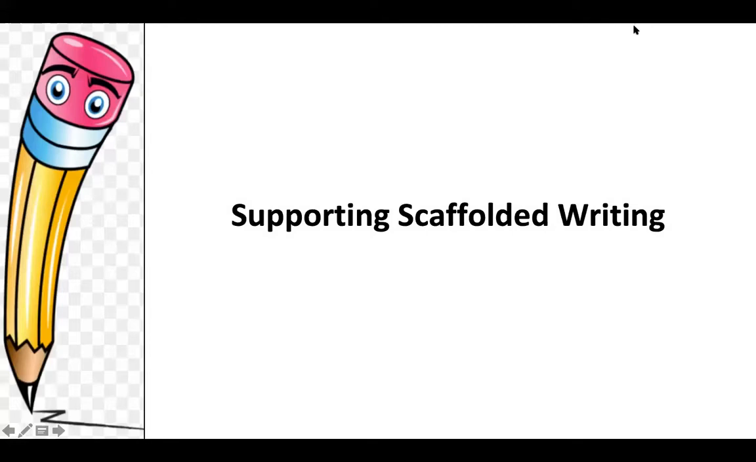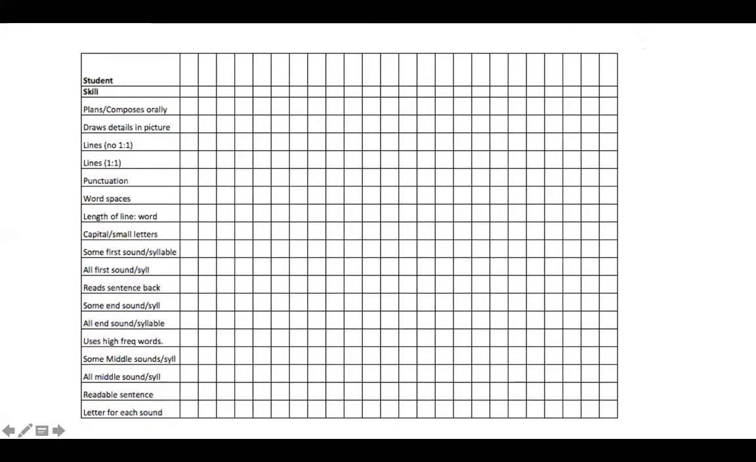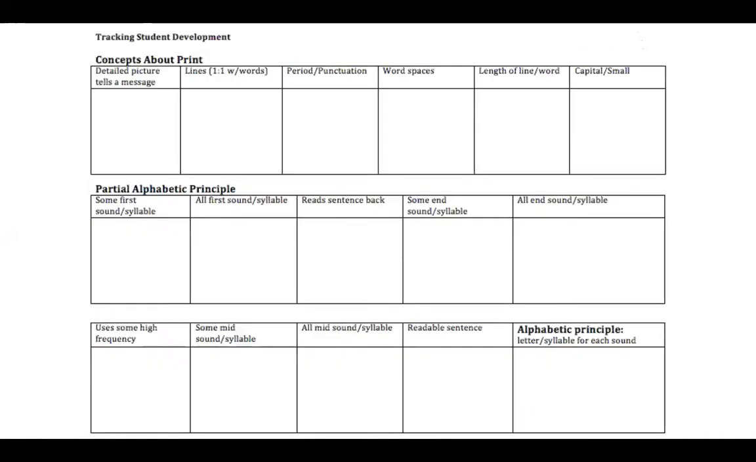So I'm going to talk a little bit about how you can scaffold the writing at different levels that the children are at. Here's one of the tools. It's a Word document, so you can put their names across the top. And I put in the sequence that it goes in what the children can do so you can check off and see where the kids are. This looks a little overwhelming to a lot of people. So I also made one that looks like this.